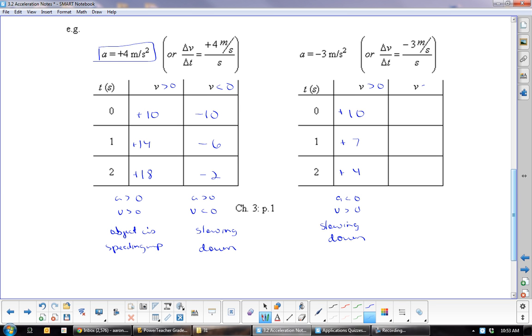Okay, velocity is less than 0. So if we were at, say, negative 10 with a negative 3 meters per second squared acceleration in the negative direction, it would be negative 13. And then again would be negative 16. So this would be acceleration less than 0, velocity less than 0, this would be speeding up.